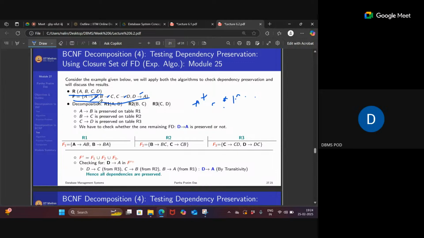So this relation is already in BCNF, because each and every FD is valid, because alpha is a super key. Here alpha is a super key only. Everything is a super key.